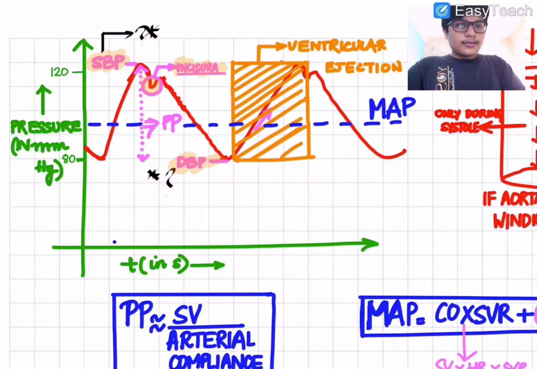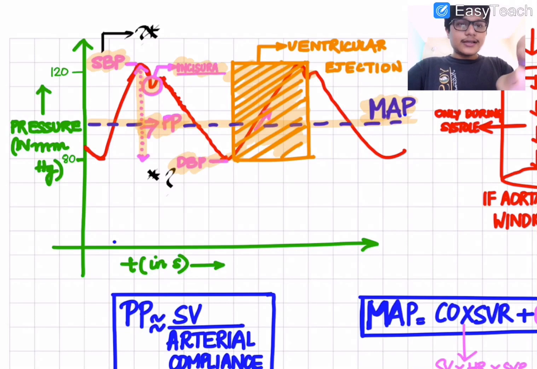And from the point of rise of this curve to the notch, this is the phase where active ventricular ejection is taking place. The gap between the SBP and DBP is known as the pulse pressure, and there is this line which denotes a term, the mean arterial pressure.